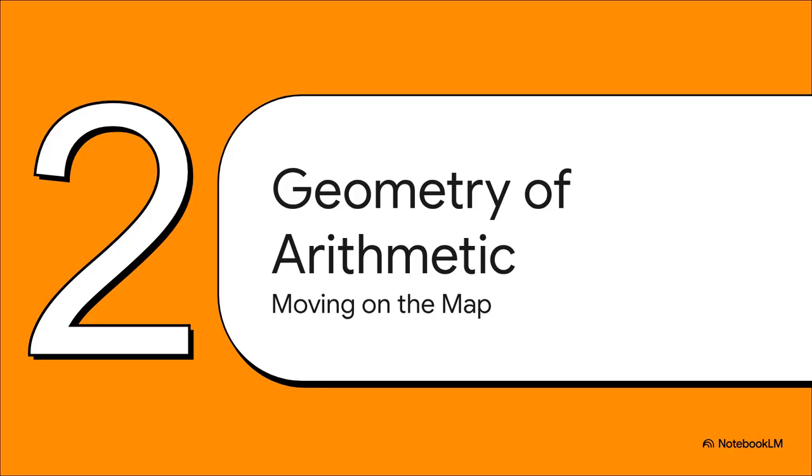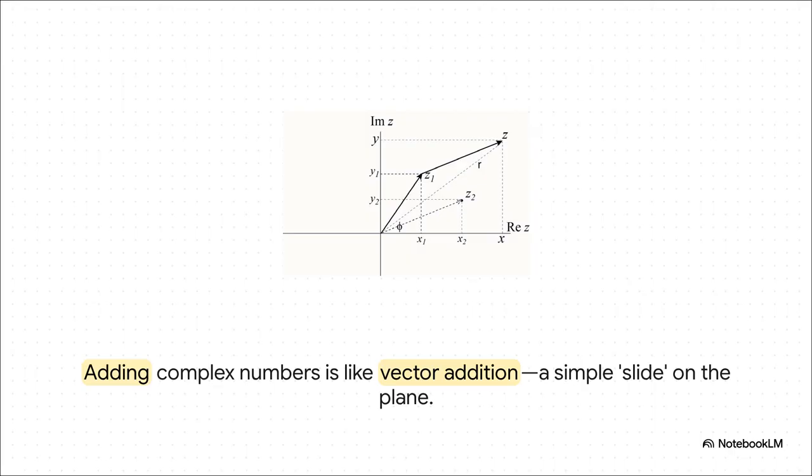Okay, so we can plot these numbers. Now, this is where it gets really, really cool. All that boring arithmetic we learned, adding, multiplying, it's not just number crunching anymore. It becomes actual, visible movement on this map. Let's check out addition first. You can picture each number as an arrow shooting out from the center to its point on the map. To add two of them together, you just stick one arrow onto the tip of the other. The result is just this simple, totally predictable slide across the plane.